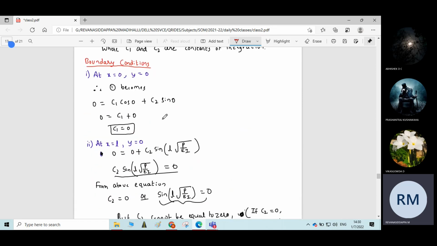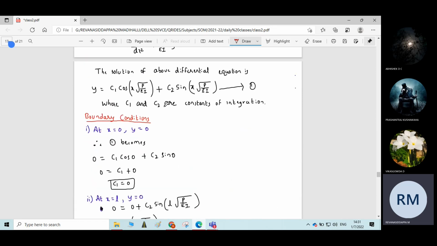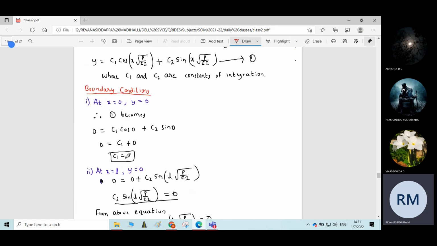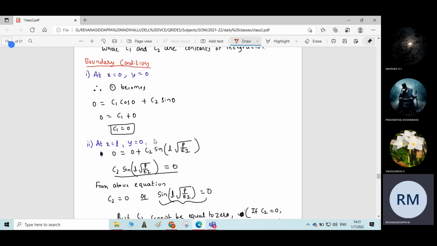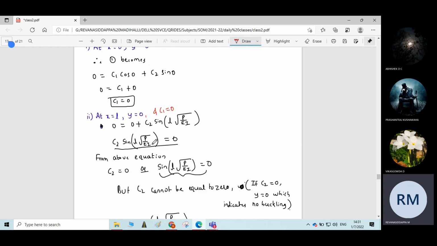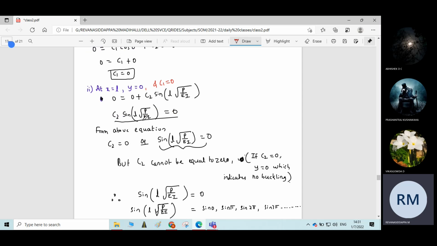So using both the conditions, by substituting x equal to 0 and y equal to 0 in this equation one, we got C1 equal to 0, and by substituting x equal to L and y equal to 0 in the same equation with C1 equal to 0, we got this equation, C2 into sin L root P by EI equal to 0. So from this equation either C2 must be equal to 0 or sin L root P by EI is equal to 0. If you take the practical consideration, C2 cannot be equal to 0.